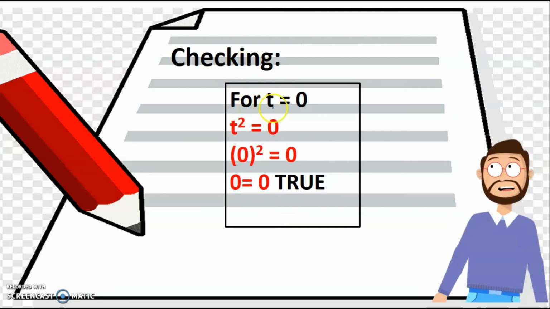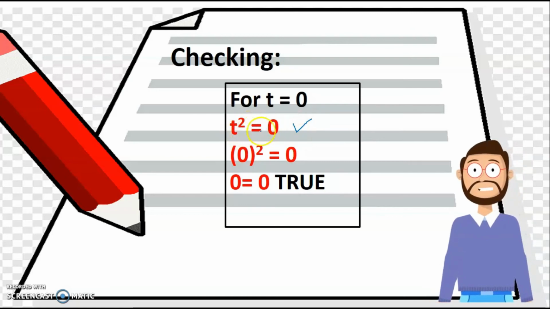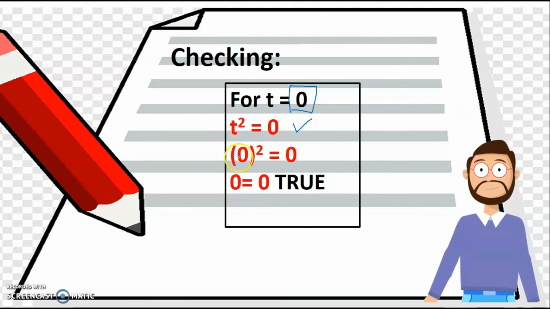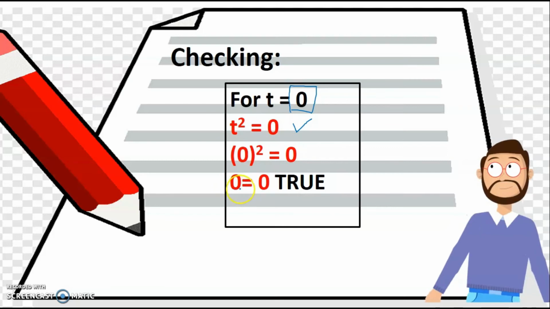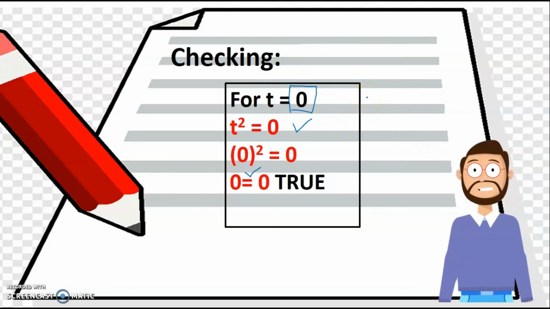Okay, to check if this value will satisfy our given equation, we have to do the checking. For t equals 0, again, use the original equation. The original equation is t squared equals 0. Then, substitute the value of t, which is equal to 0. So we have here 0 squared equals 0. 0 squared will give you 0. Since they are equal, the equation t squared equals 0 is true when t is equal to 0. So therefore, the equation t squared equals 0 has one solution, and that is t equals 0.